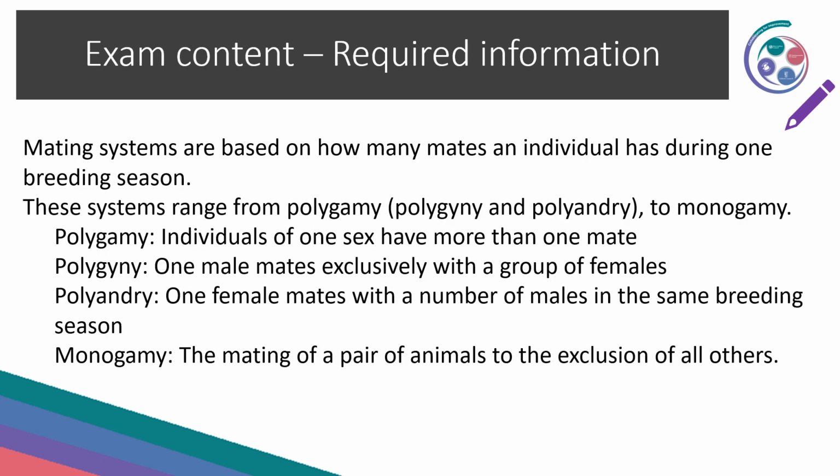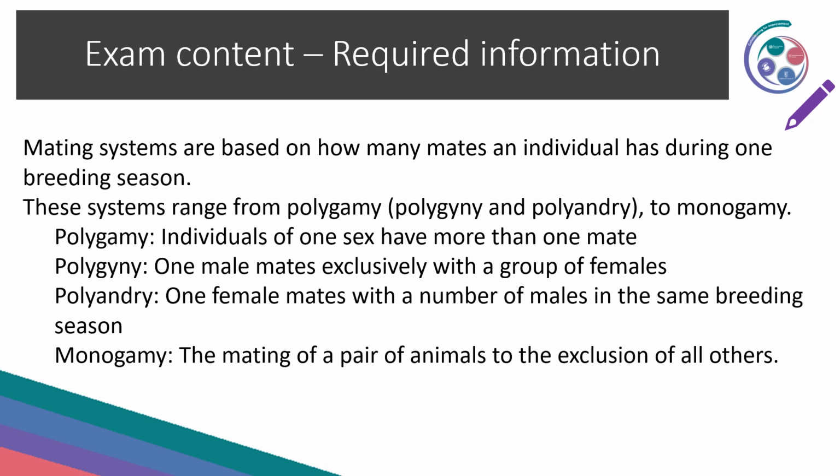Mating systems are based on how many mates an individual has during one breeding season. These systems range from polygamy, polygyny, and polyandry to monogamy. And these are the 4 terms that you need to know for the essay question as well.